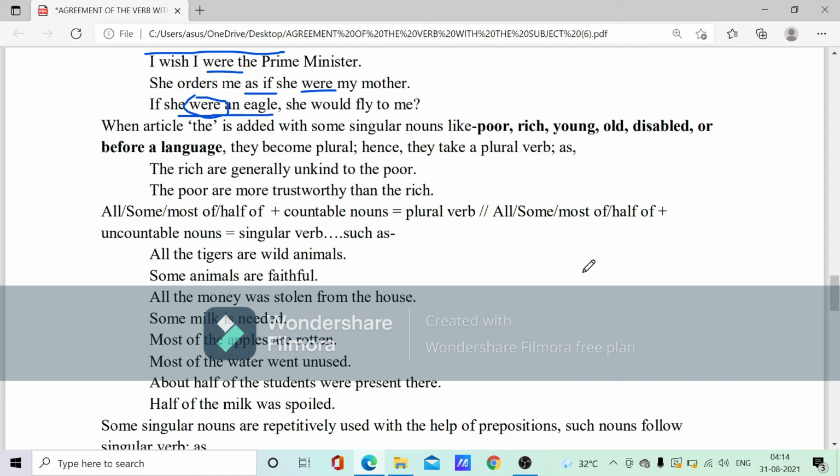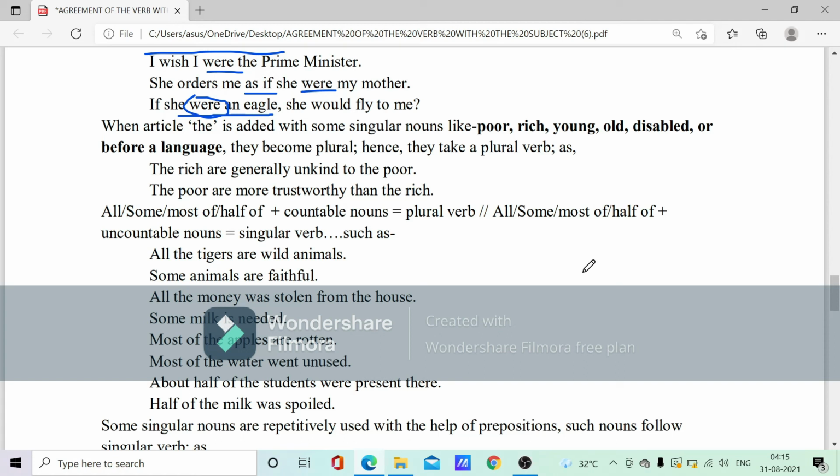The American, right? Although it's a wrong one because American is not a language. See, Russian is a language, right? And if you say the Russian, then it means people of Russia, right? So this is how you can understand. So poor, rich, young, old, disabled: if you find such kind of words together with the article, then they become plural nouns.